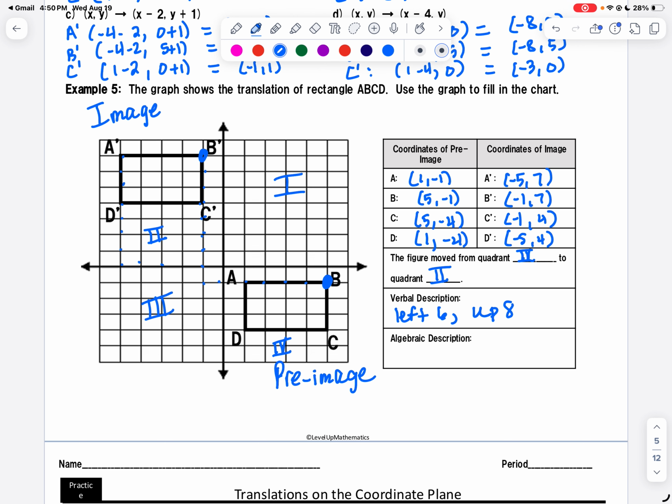Again, your verbal description is always going to include the words right, left, up, or down. Your algebraic description just uses the numbers and the operation symbols. So put x, leave some space, then put y, leave some space, and then close your parenthesis. So because we moved left 6, that's a decrease. So that's minus 6. And then we moved up 8, that's an increase, so plus 8. So there's your algebraic description. And that concludes today's lesson, Translations on the Coordinate Plane.